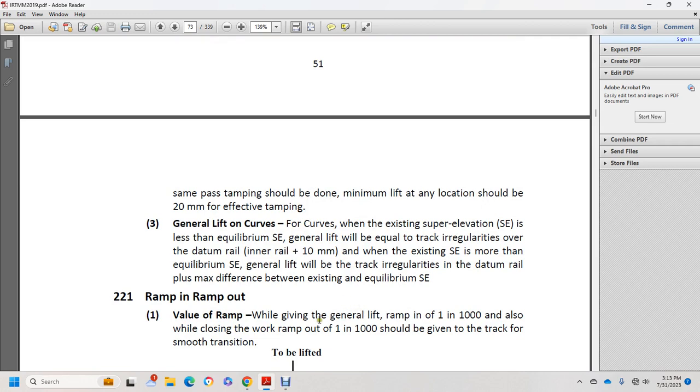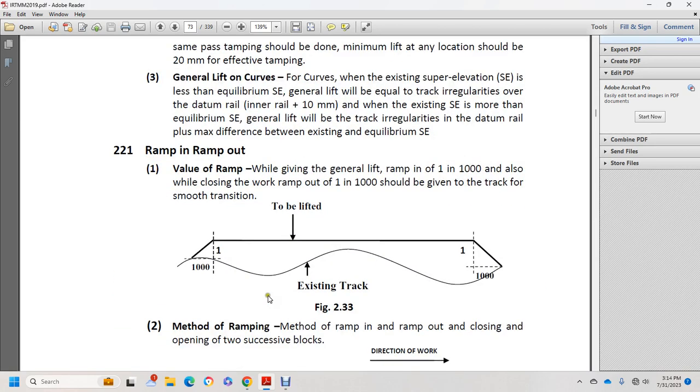Ramp in, ramp out. The lift value over the ramp should be given at 1 in 1,000. Also, when closing the work, the ramp out should be 1 in 1,000. It should be given in the track with the smoothest transition, to be lifted at 1 in 1,000 over the existing track. Move using the ramping method, ramp in and ramp out.